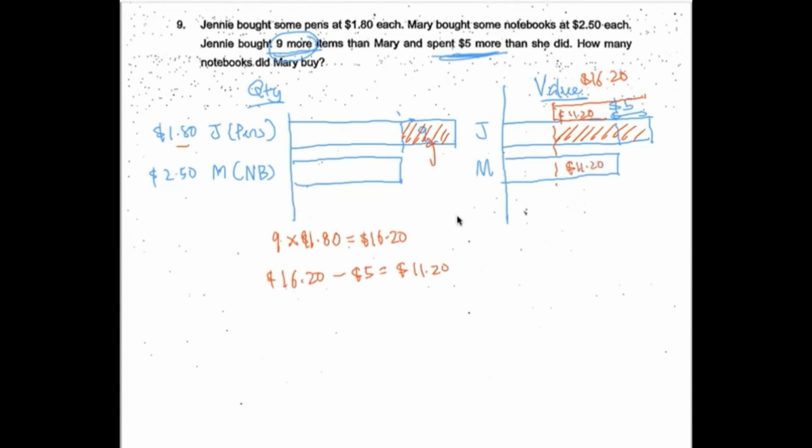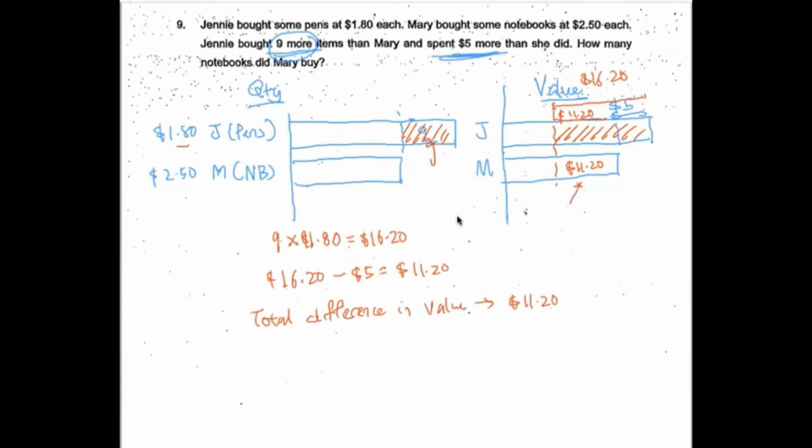So what that means is that after you remove 9 pens from Jenny, the total difference in value will be $11.20. All right. So the total difference in value will be $11.20.